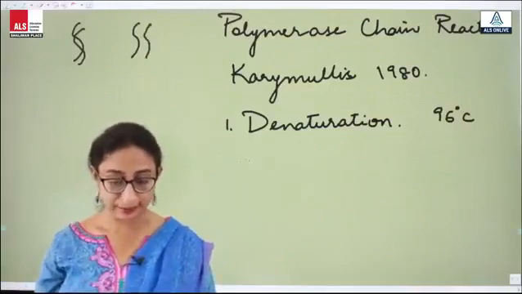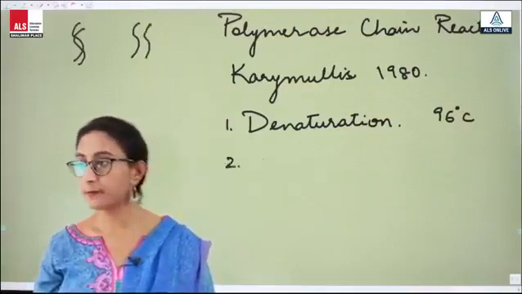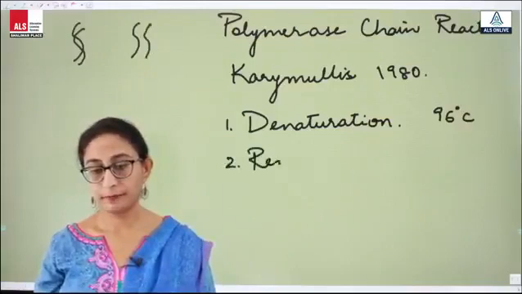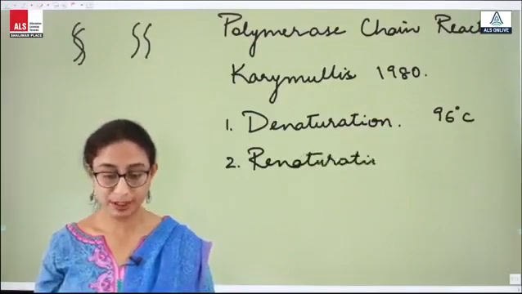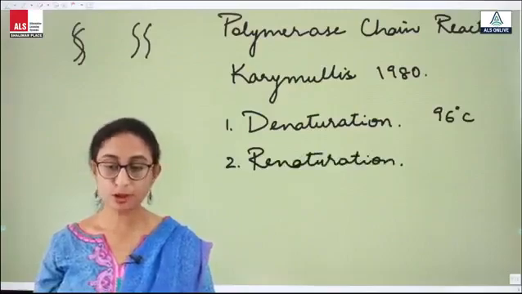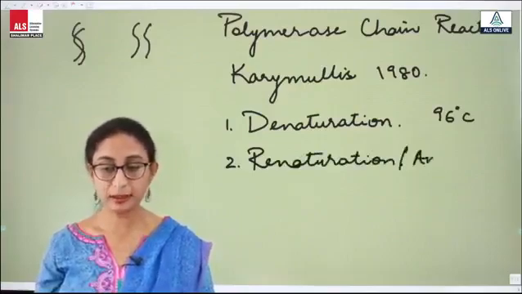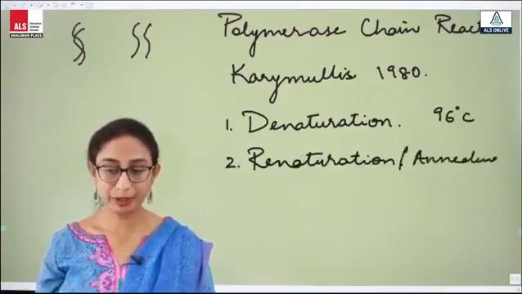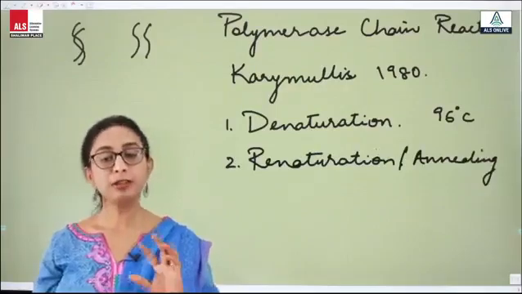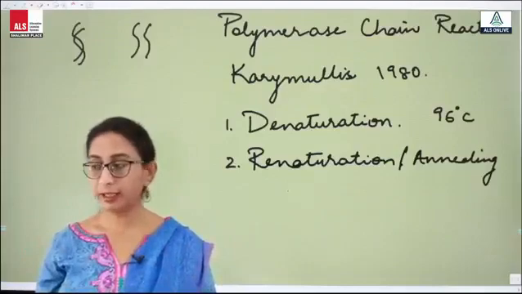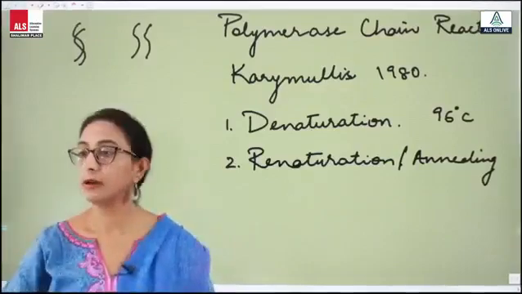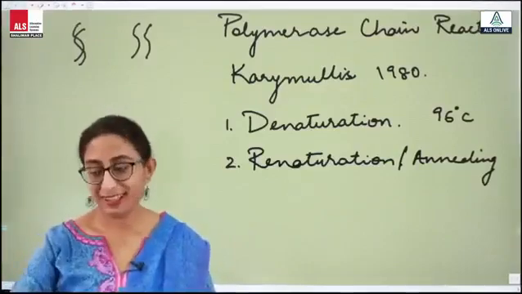The second step is renaturation, or it is also called annealing. So what we do during this step is, after the two strands have separated, we reduce the temperature to 55 degrees Celsius.